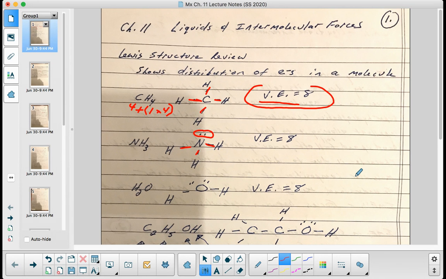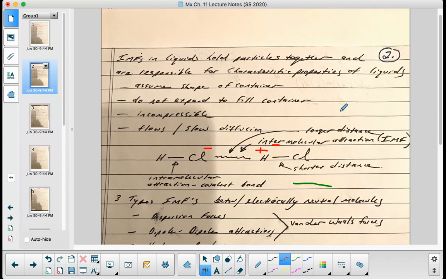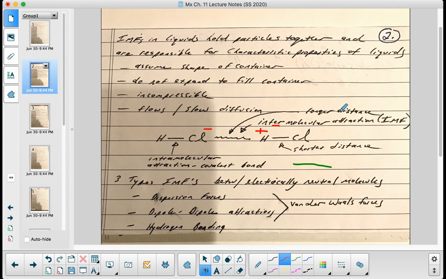Start off here on this first page with some Lewis structures, because it's something that will need a little bit of review to fully understand intermolecular forces. So I'm going to jump here to some of the definitions. Intermolecular forces are the forces in liquids that hold the particles together, and they're responsible for the characteristics of liquids, a few of which are listed here.